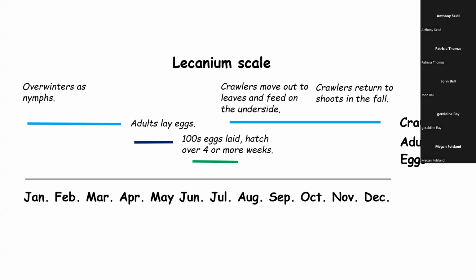And then the crawlers are going to move out to the leaves, feed on the underside, barely noticeable unless you're looking for them, but you'll see that stickiness on the leaves. Then they're going to return back to the shoot. They overwinter, and then in the spring you'll find those adults out on the twigs, and again you'll see that honeydew production as well.